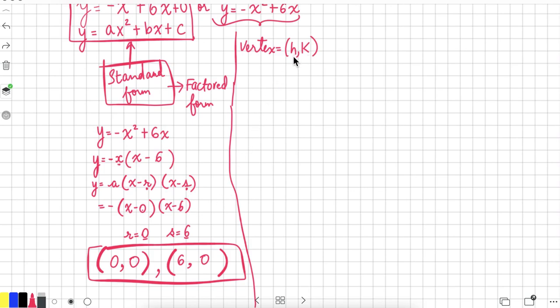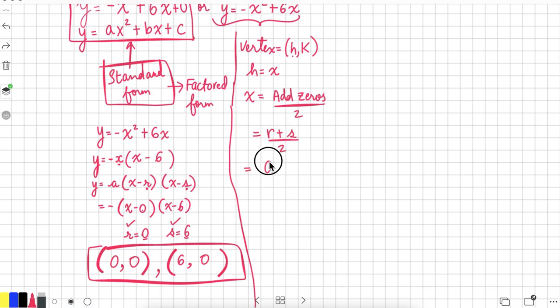Okay, so let's find the h value here. Remember, the h is the same thing as finding the x. So x is going to be, the formula for that is, we're going to add up the zeros and divide by 2. The zeros are the r and the s values, so we're going to add the r and the s, divide by 2.